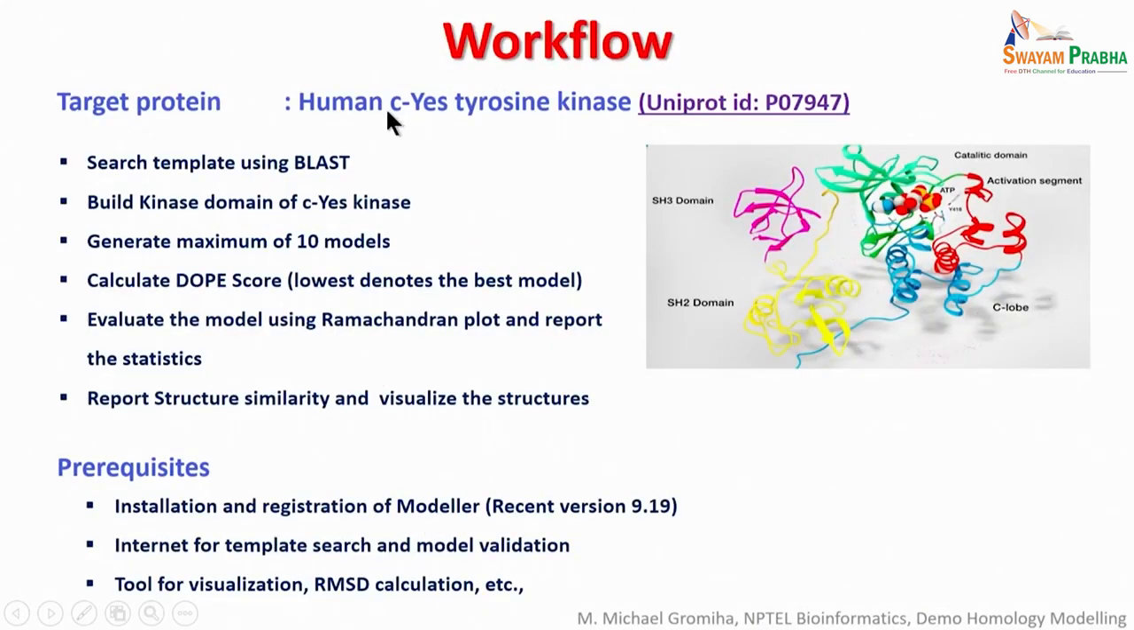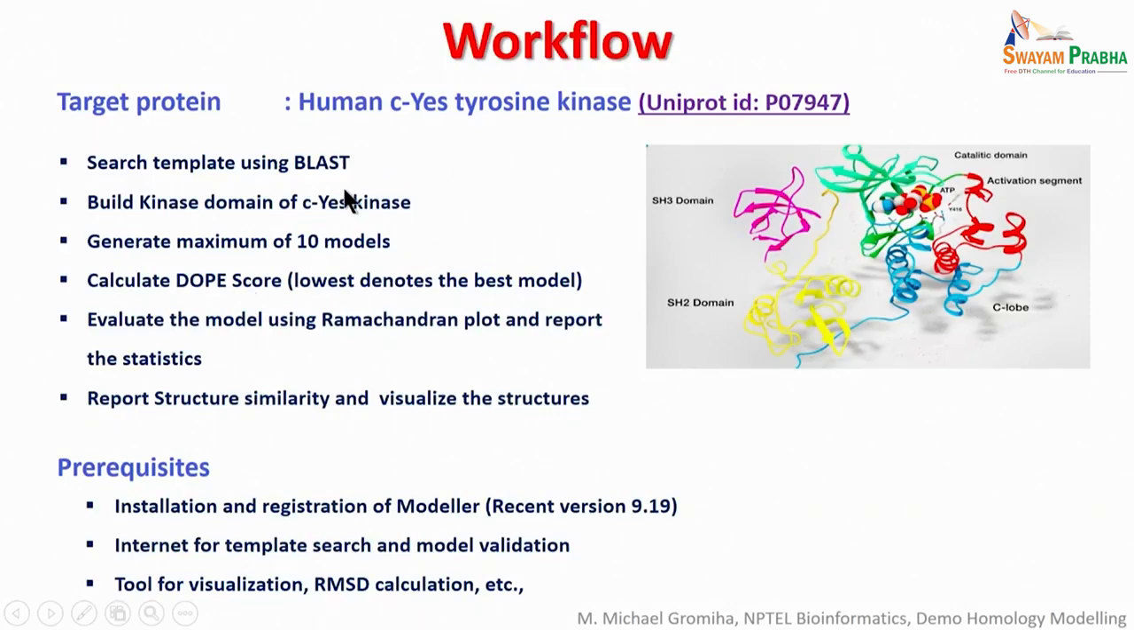For example, if you have a protein called human CS kinase, tyrosine kinase with UniProt ID P07947, UniProt being the database for protein sequences. So, we know the sequence, now the task is to get the structure. There are various steps involved. First, we have to get the template using BLAST, then build the kinase domain of this CS kinase, and generate a maximum of 10 models and calculate the energy score, where the lowest denotes the best model. Then evaluate the model using a Ramachandran plot, report the structure similarity and visualize the structures.